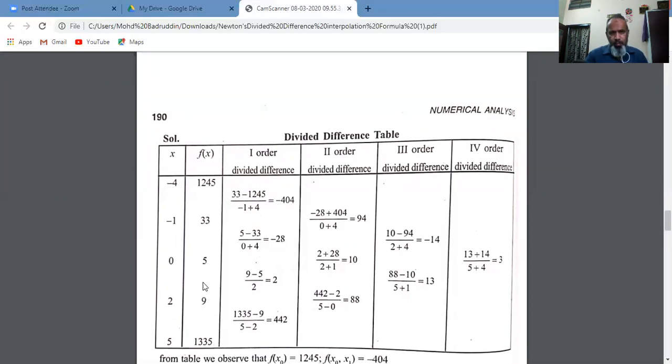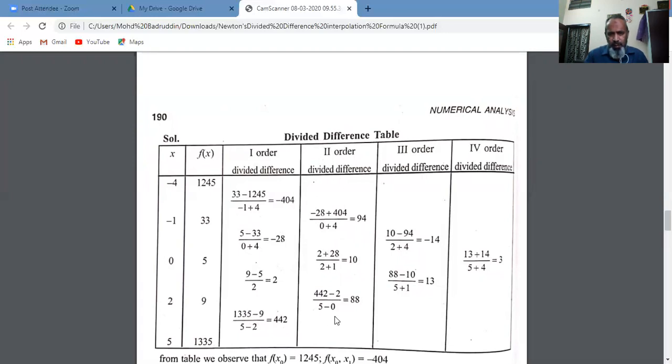Again 9 minus 5 by 2 minus 0, 9 minus 5 is 4, 4 by 2 is equal to 2. 13 minus 9 by 5 minus 2, by simplifying, we get 442. This is the first divided differences, first order divided differences.